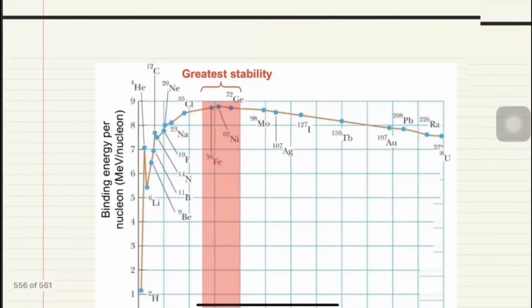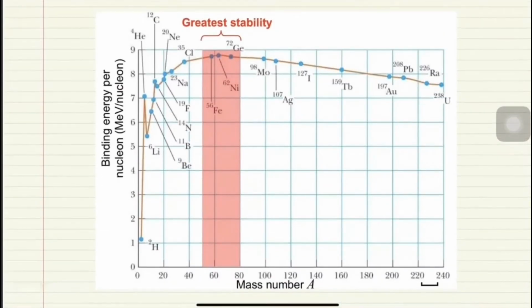Now we have another graph. The graph shows the binding energy per nucleon, BE over A, against the number of nucleons A, which is at the bottom. So this one is the maximum value of EB over A. It is the highest compared with the others. So this is the region where it has the greatest stability.